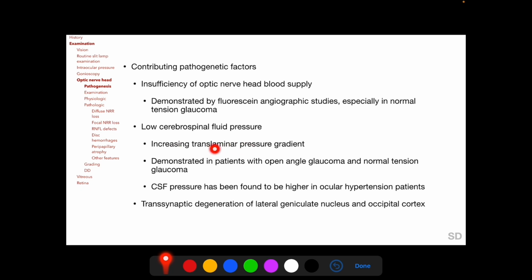Translaminar pressure gradient is the difference in the intraocular pressure and the cerebrospinal fluid pressure acting on opposite sides of the lamina cribrosa. And low CSF pressure has been demonstrated in patients with open-angle glaucoma and normal tension glaucoma. CSF pressure has been found to be higher in ocular hypertension patients. There can also be transsynaptic degeneration of the lateral geniculate nucleus and occipital cortex.